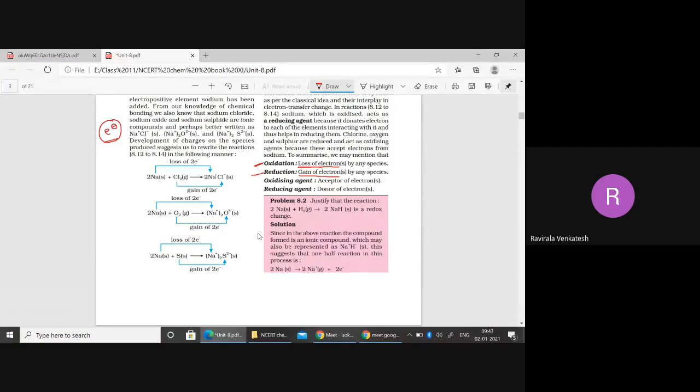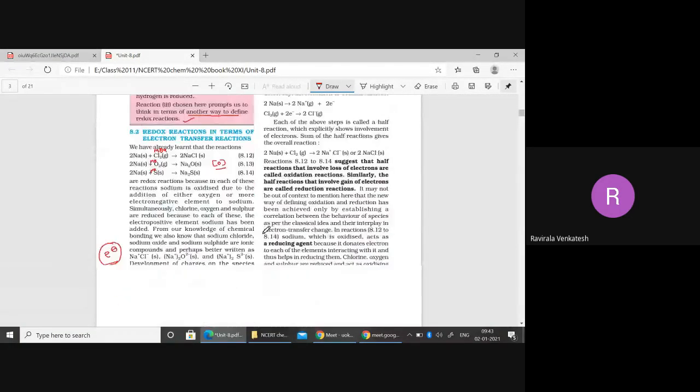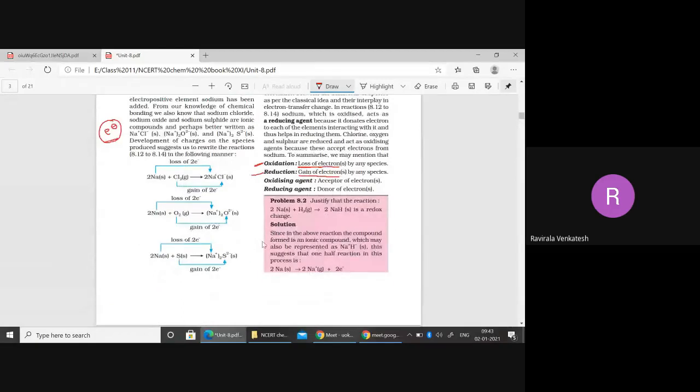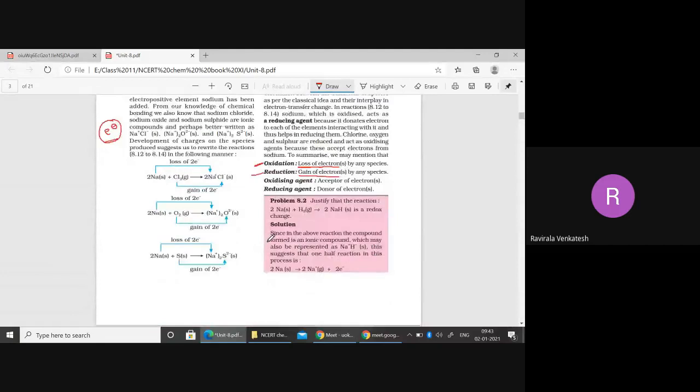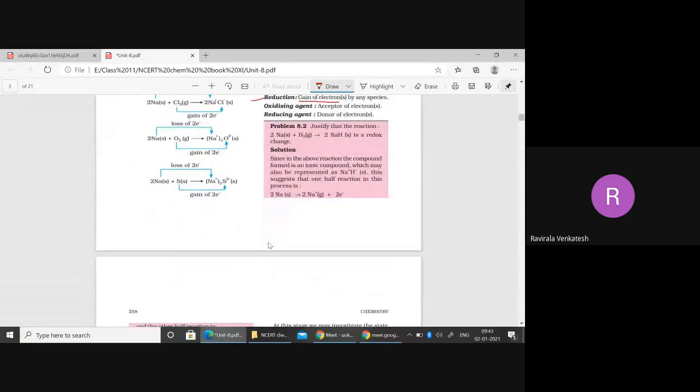Let me observe this one. This example we'll take here. Sodium, this reaction I'm writing over here. Sodium chlorine reaction I'm writing. So first of all, when sodium reacts with chlorine, it gives rise to sodium chloride. To balance this, two chlorines are there, so I've taken two here and two here. Now it's a balanced chemical reaction.